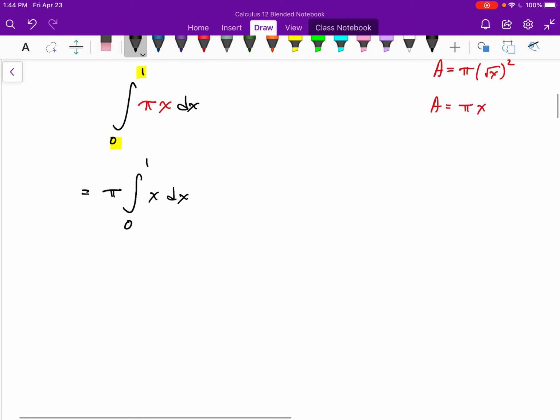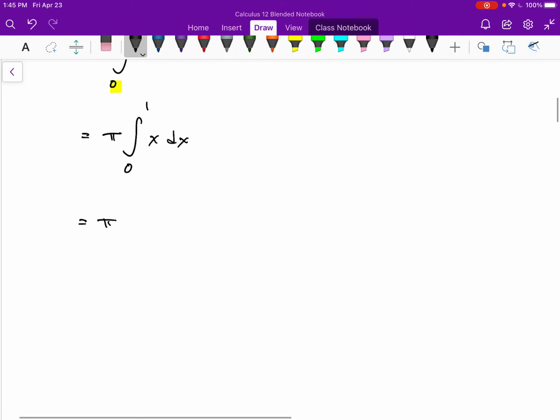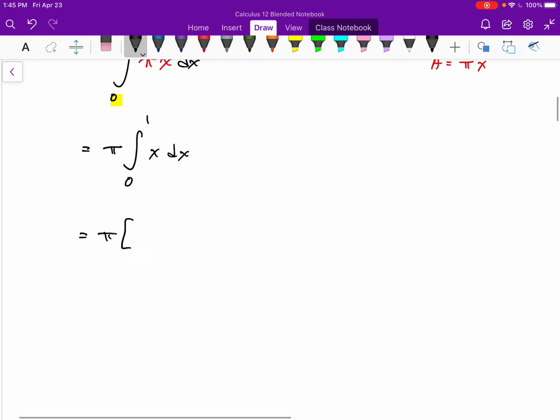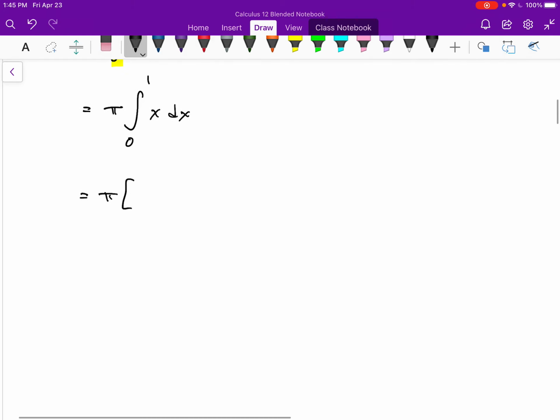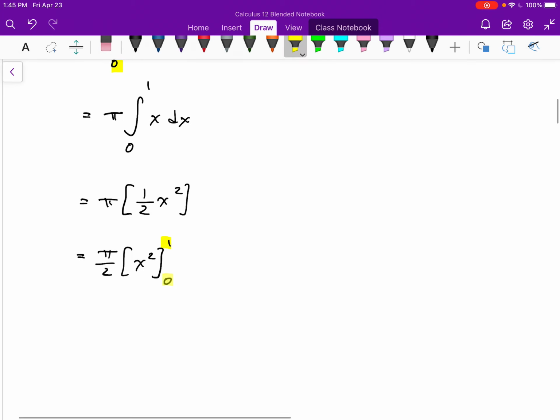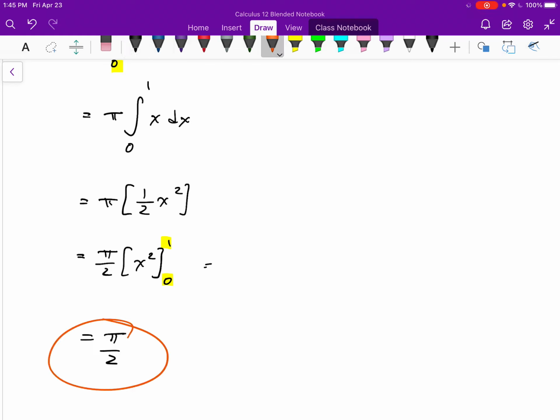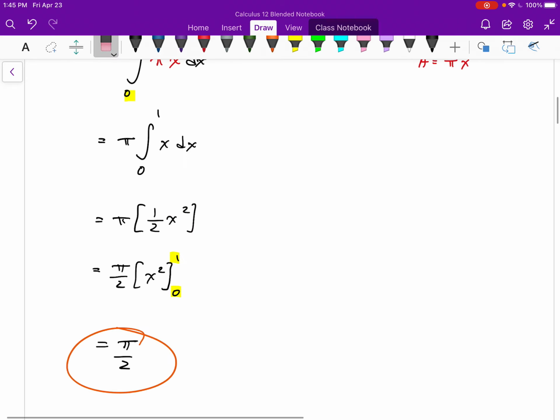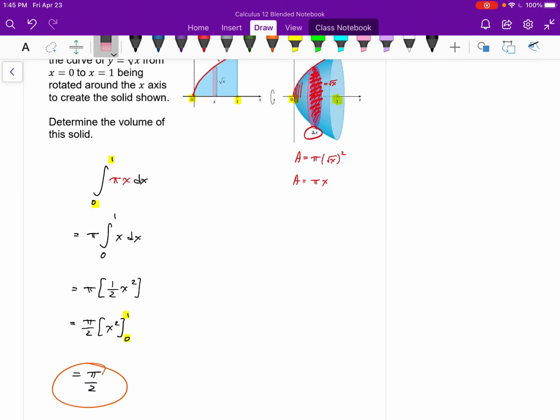Well, let's say I'm pretty much done. I'm going to be done in a few seconds now. So the antiderivative of x is 1/2 x squared. I might as well write this as pi over 2 times x squared and evaluate it from 1 to 0. And you can see now this is just going to equal pi over 2 units cubed. So that's the exact volume of that weird 3-dimensional shape.